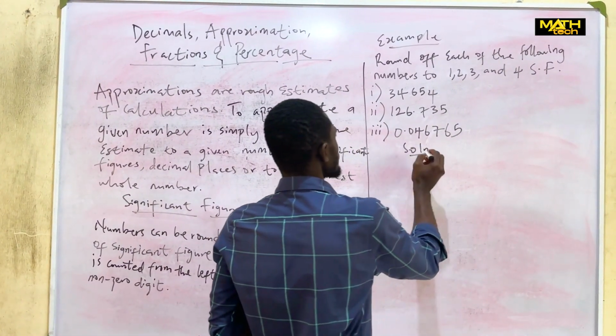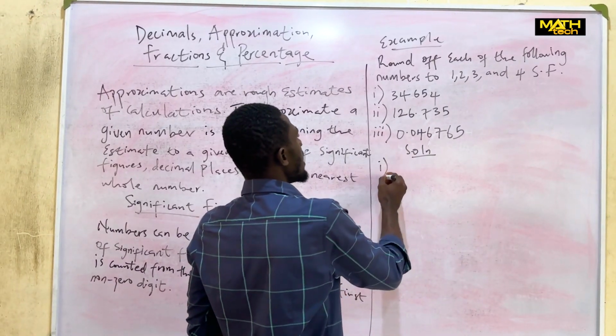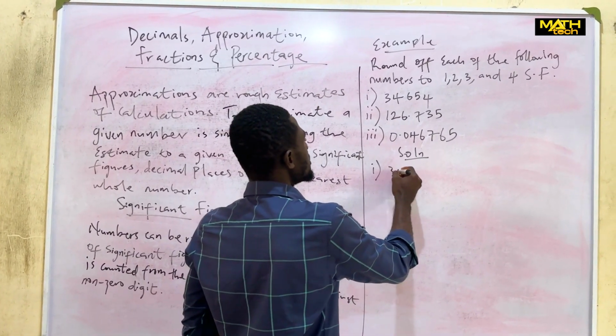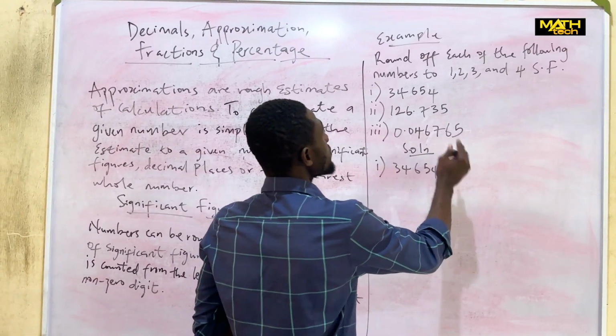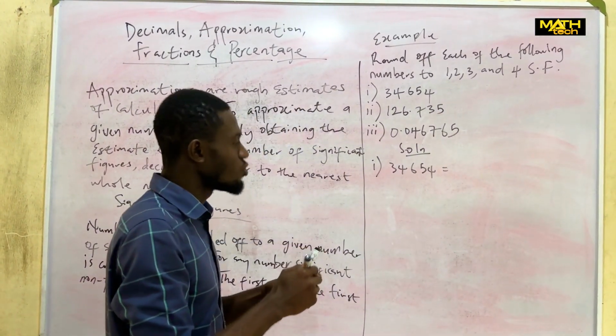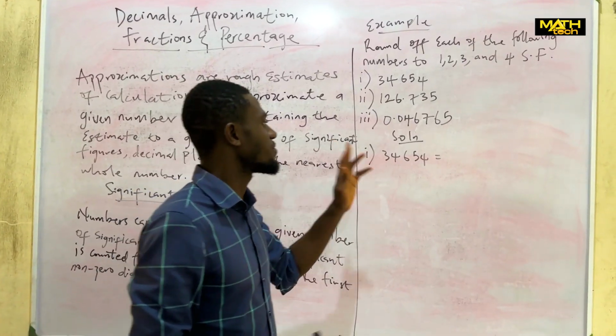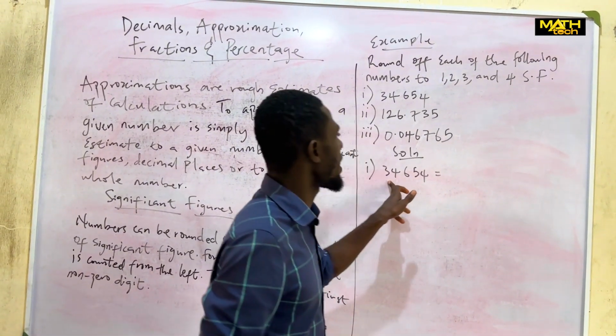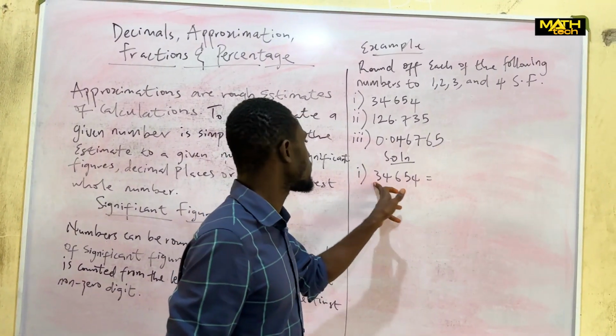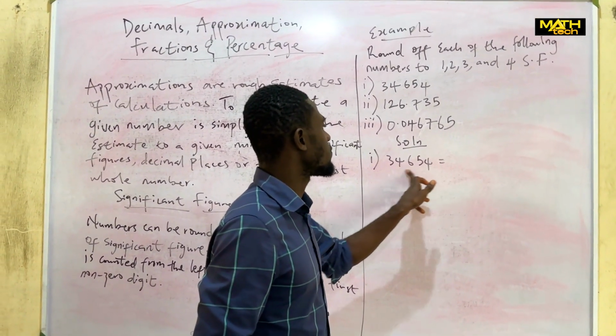Solution. So I'll be rounding this 3, 4, 6, 5, 4. I'll start with the fourth significant figure first. Don't forget, the counting starts from the left. So I'll count 1, 2, 3, 4. So these are my first 4 significant figures. This is the fourth significant figure.